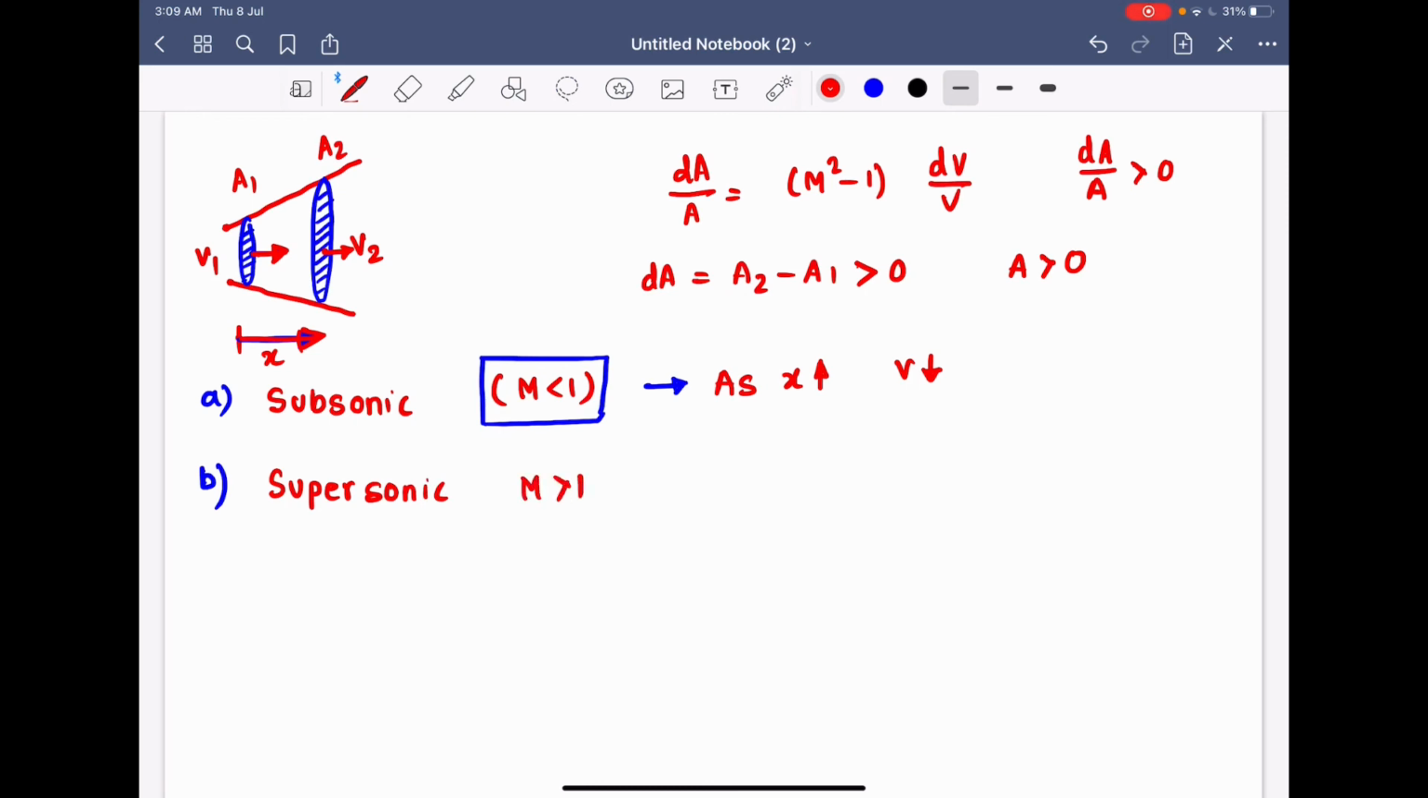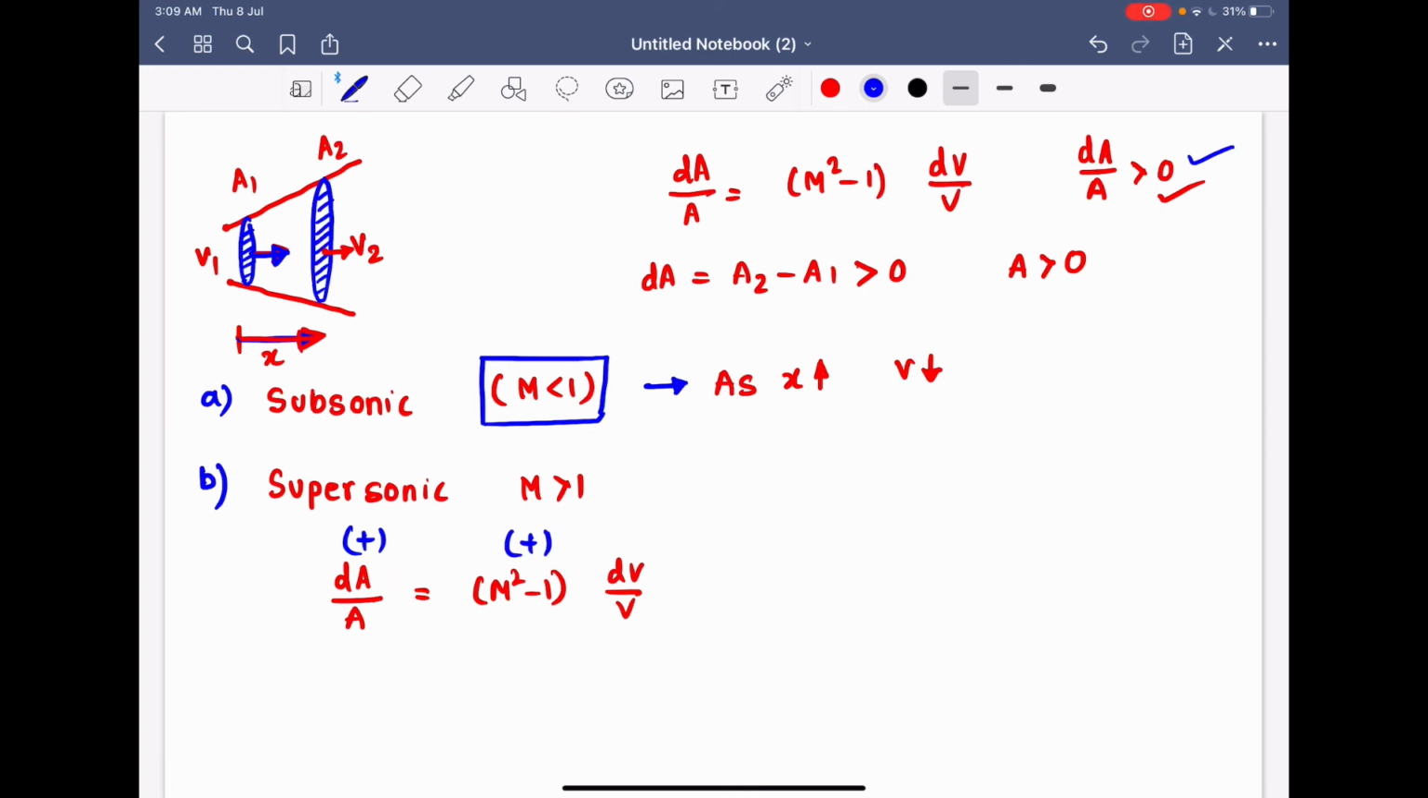So now again write the equation. We are assuming the flow that is flowing through this divergent duct is supersonic. So here M is greater than 1, right? So here I can write that dA by A, which is always positive, equals M square minus 1 times dV by V. What does this mean? dA by A is positive, we have got this from here. M square minus 1 will also be positive. Why? Because M is greater than 1, so M square minus 1 will be positive.